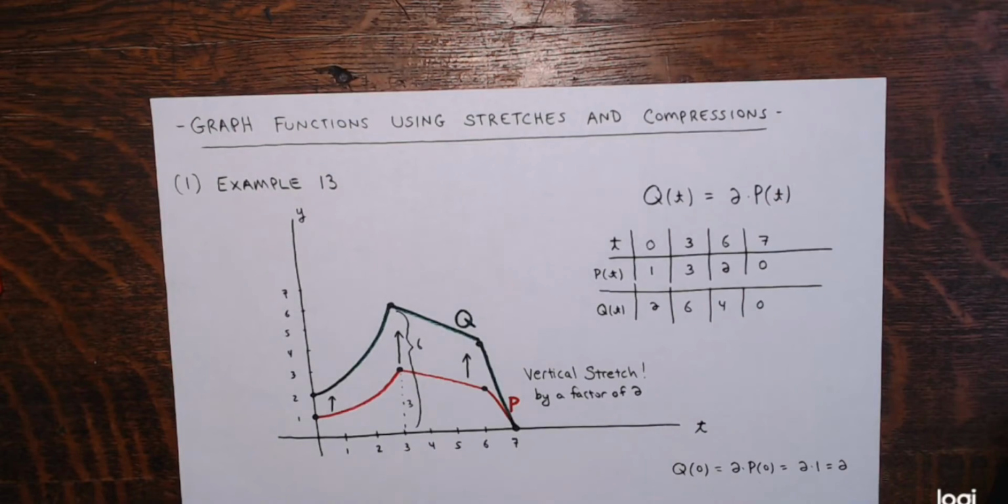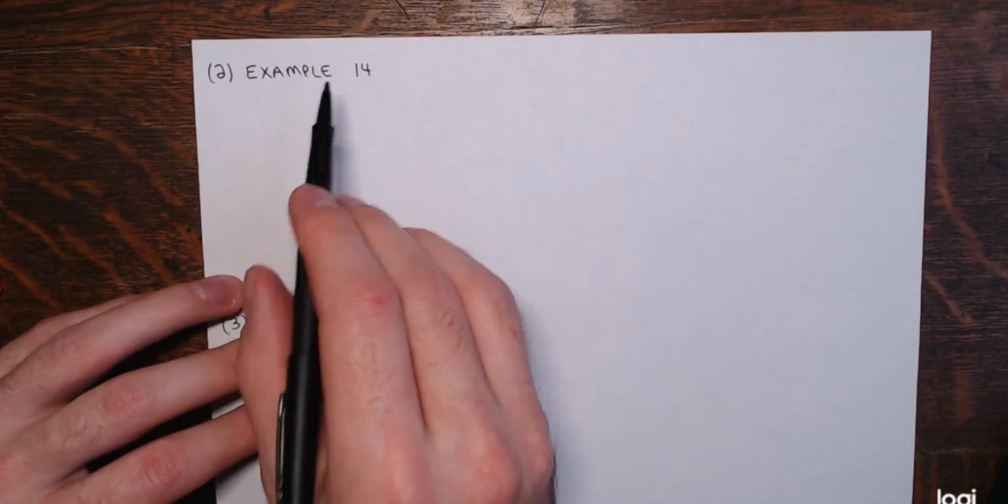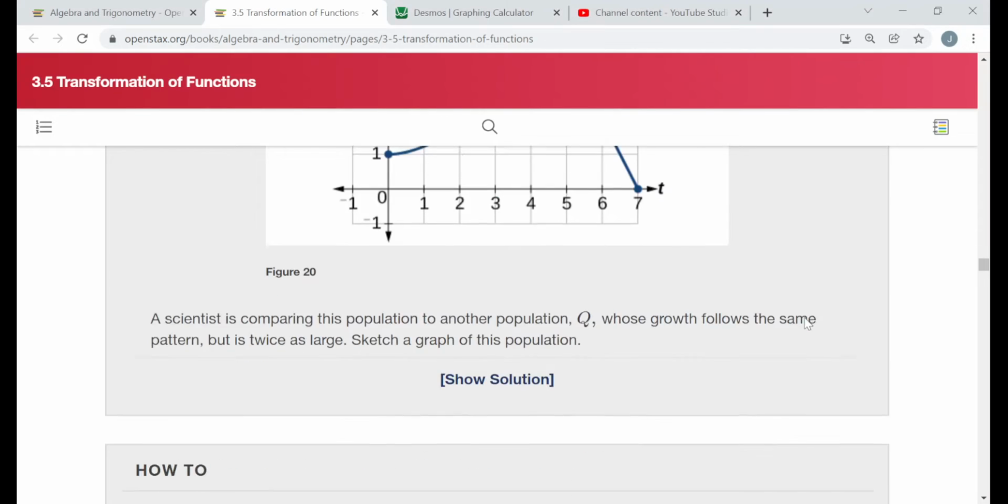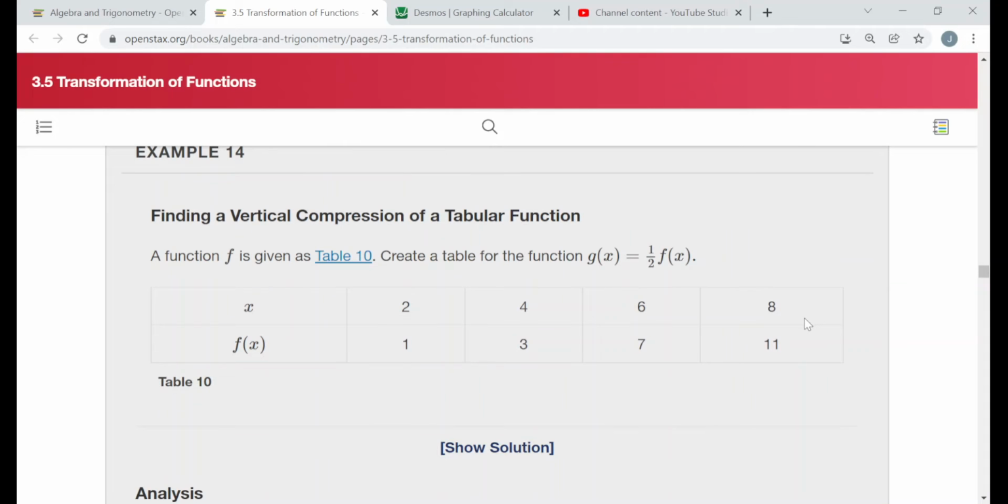The next one I want to show you, example 2, is example 14 from the reading. All right, so let's go back to the text. And I'm going to scroll down. Again, you got some stuff to read. And here's example 14.